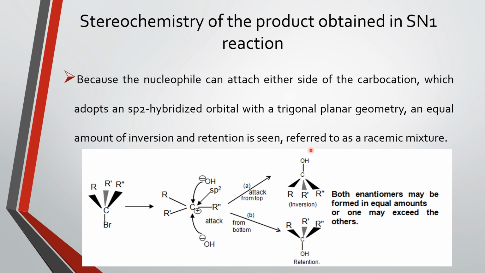In the above product, the configuration is inverted, that is, the nucleophile is attached on the opposite side of the Br. That's why it is an inversion of configuration. Both enantiomers may be formed in equal amounts, or one may exceed the other. If they are in equal amounts, like 50% inversion product and 50% retention product, then it is termed a racemic mixture.